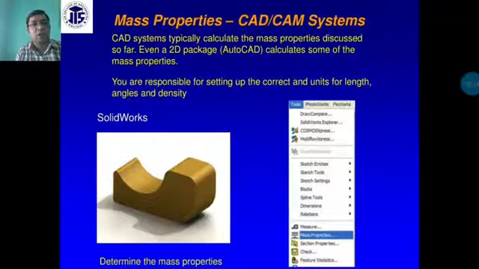CAD systems typically calculate the mass properties discussed so far. Even a 2D package like AutoCAD calculates some of the mass properties. You are responsible for setting up the correct units for length, angle and density. You can see this in SolidWorks, where the mass properties are determined, and the procedures are also given in screenshots here.